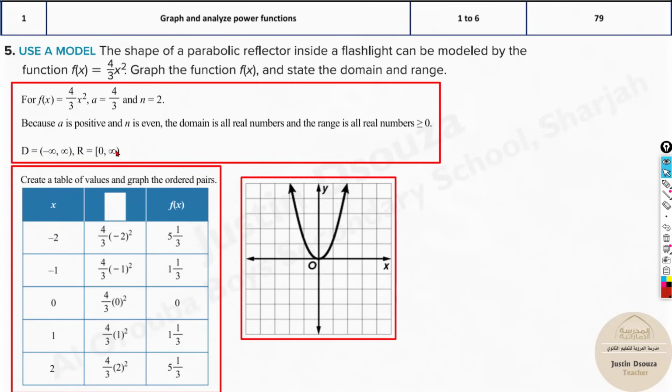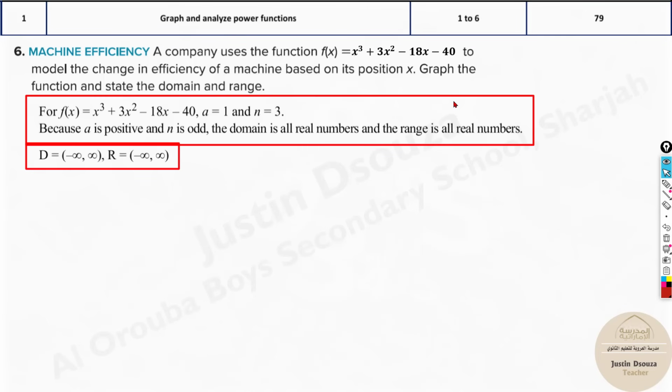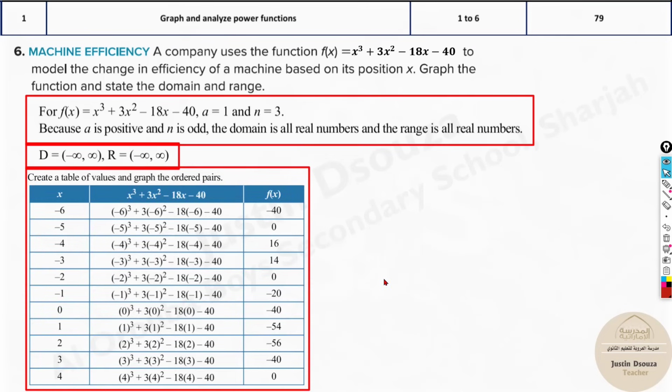So domain and range over here is written. If they ask you end behavior, both are going upside. So for minus infinity and plus infinity, it's infinity itself. Similarly, over here, there's one more equation. Same thing, use the table method, plot some values and graph it up. You don't need to manually solve this. This column at all is not required. X and Y is more than enough.